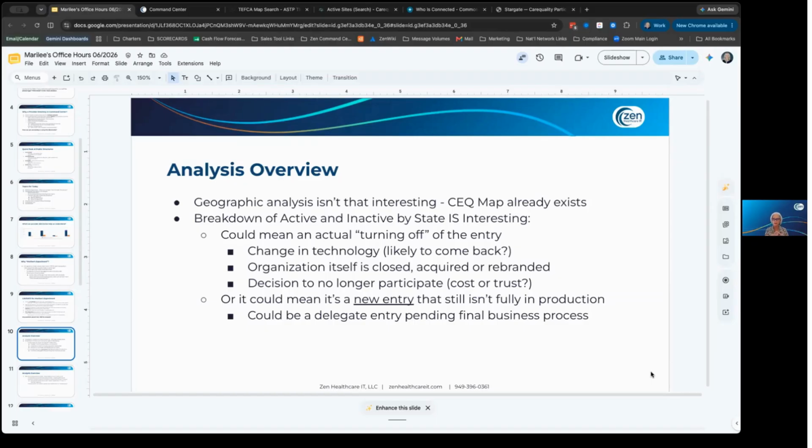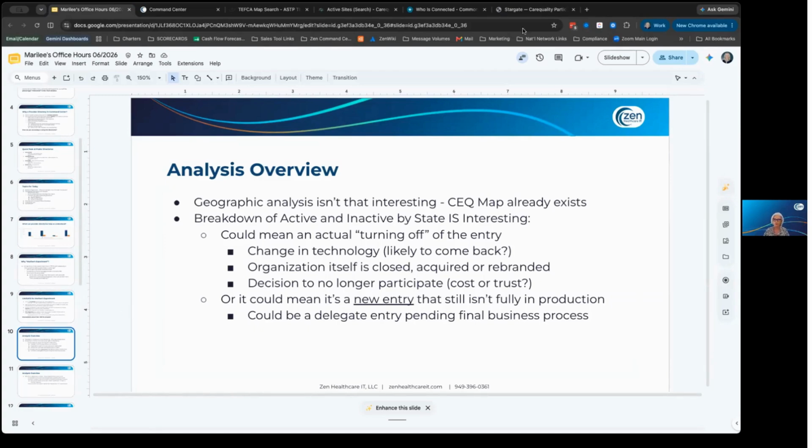It could maybe be a delegate entry. Some of you may be familiar with the delegate of authority process. That's where you have an entity that's already on the network with their core EMR, but they've got a business need to have another piece of technology that they're using have access to the same information. In that case, they fall under this use case called delegation of authority. There's a whole business process around that that can take two to three to four weeks, unfortunately. But my guess is that some of those inactive entries are probably going through that process.